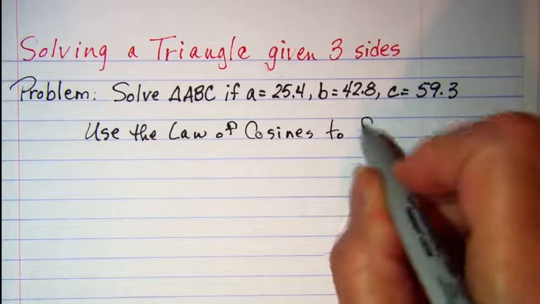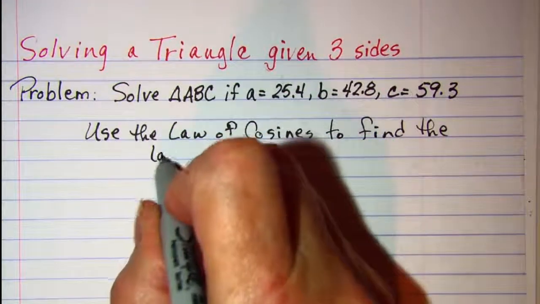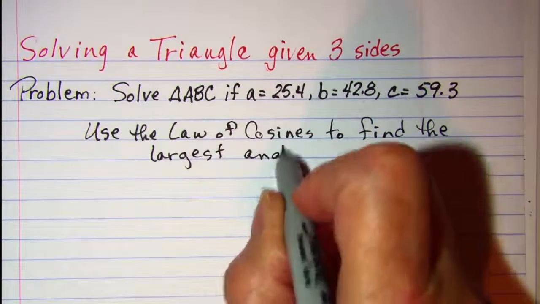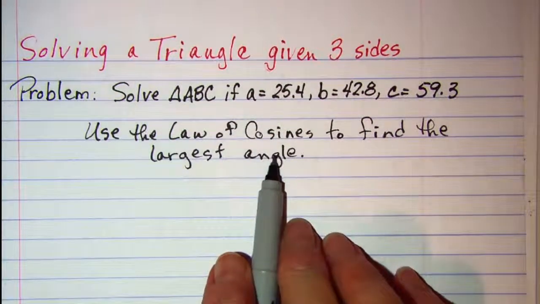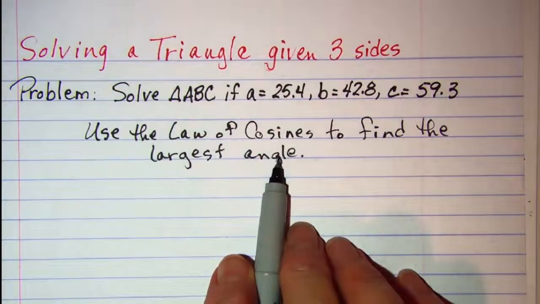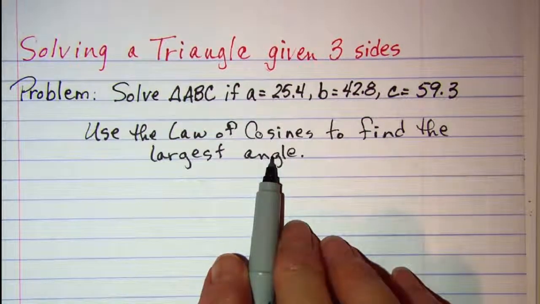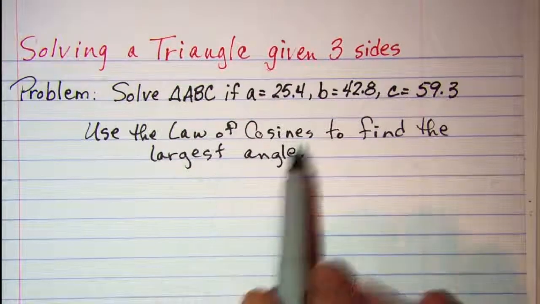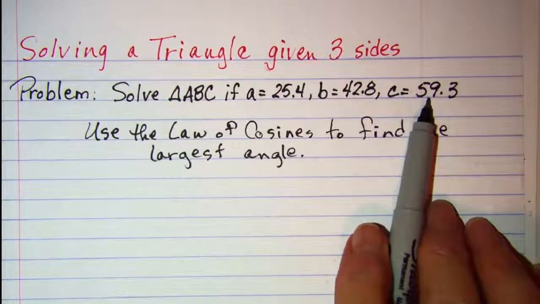To find the largest angle. And the reason that I'm doing the largest angle is because you don't have the ambiguity when you already know your largest angle. You don't have the ambiguous case of the law of sines. So we won't have to worry about that. So our largest angle is going to be opposite the largest side.